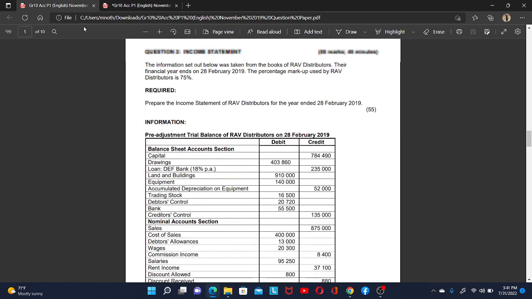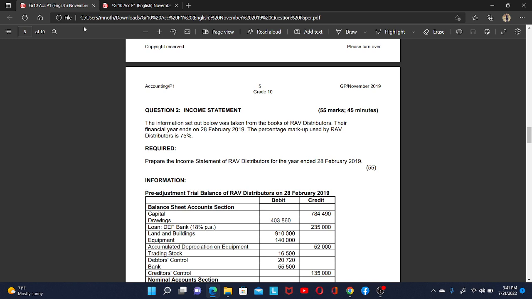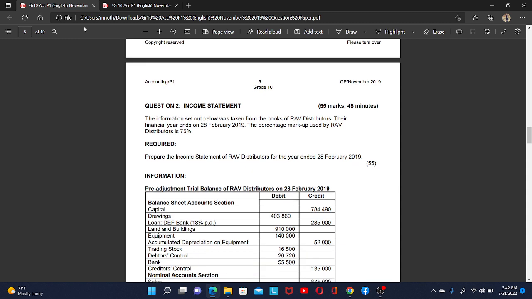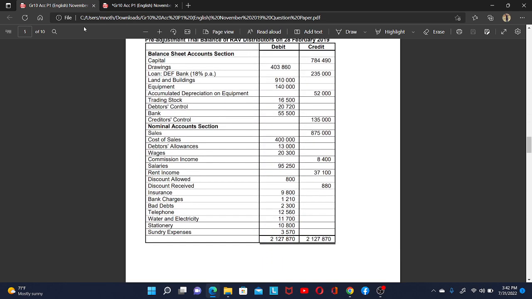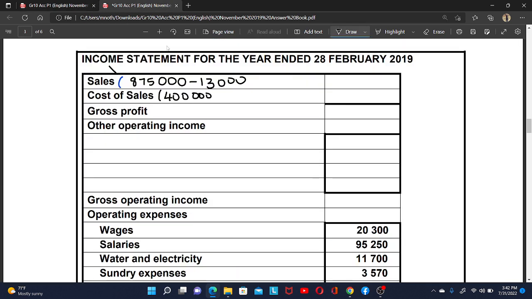Let's say we are told to prepare an income statement. The information set below was taken out from the books of the distributors. Their financial year ends on 28 February 2019. The percentage markup used by the distributors is 75%. We are given the sales of 875,000, the cost of sales, and the tax allowances. The allowances decrease your sales, so we say minus 18,000.